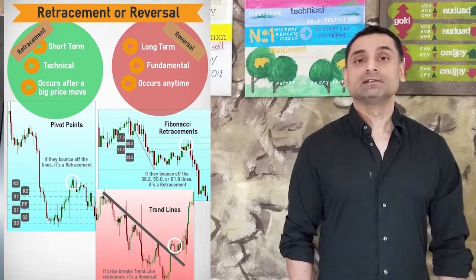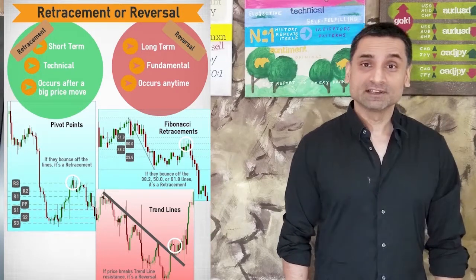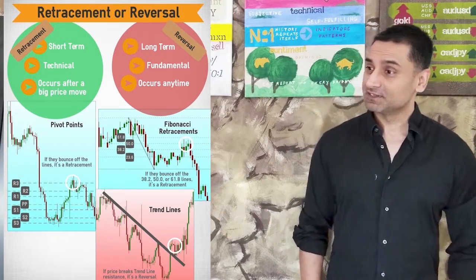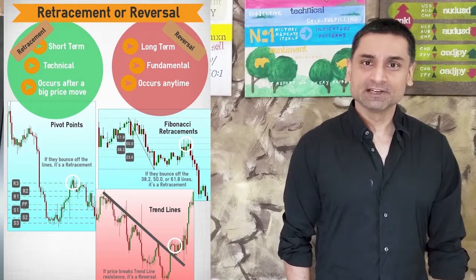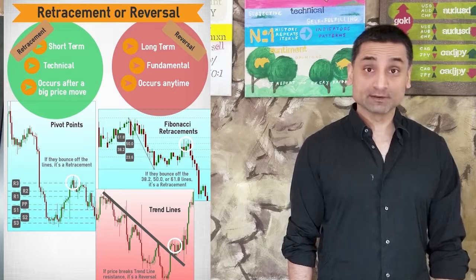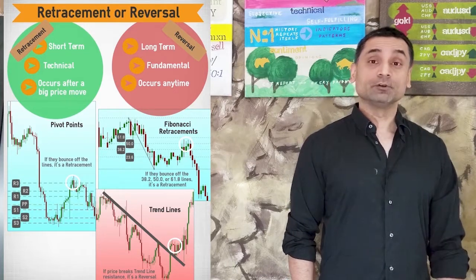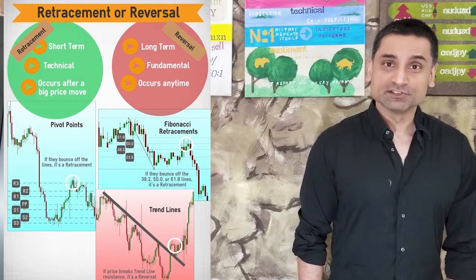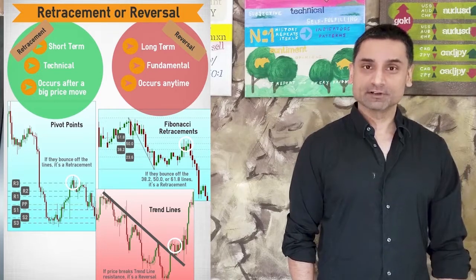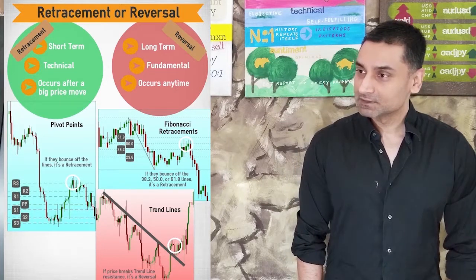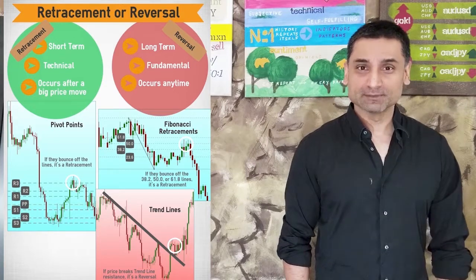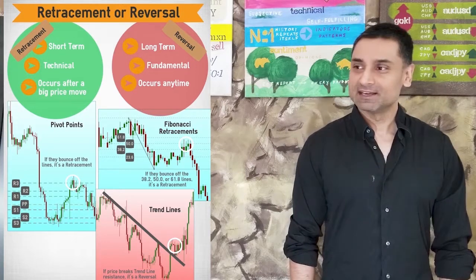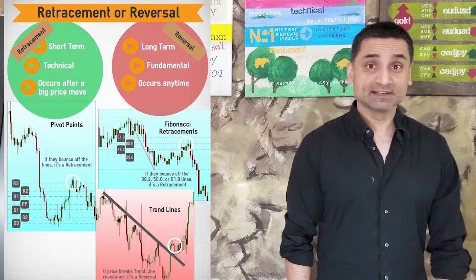Anyway, first of all, what are they? A retracement is a short-term move in the market based on technicals, and they usually occur after a big move, as opposed to a reversal, which is a longer-term move in the market. The reversals are based on fundamental information, and they could occur at any time.